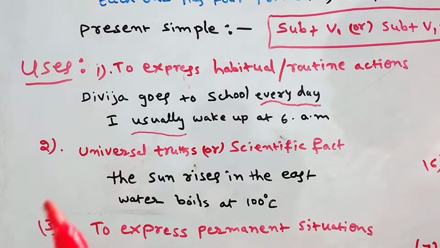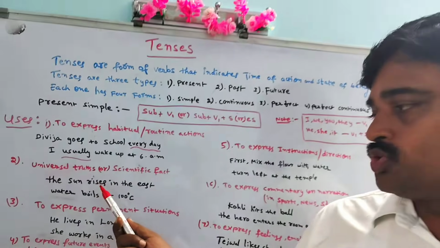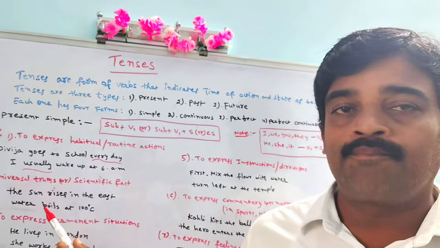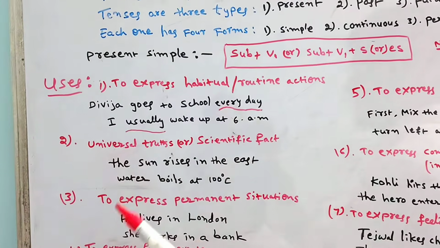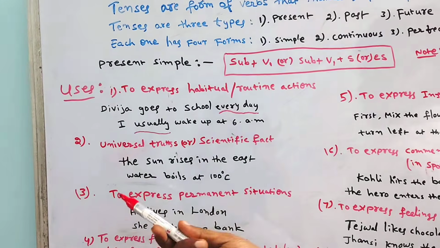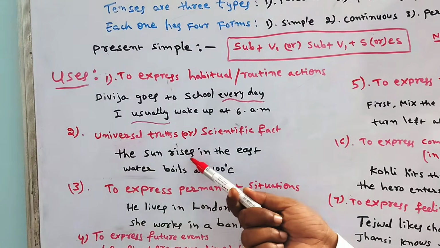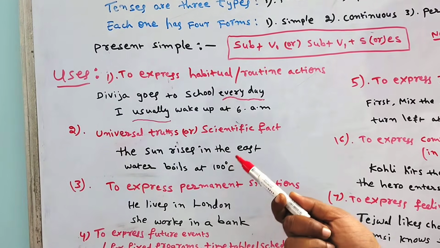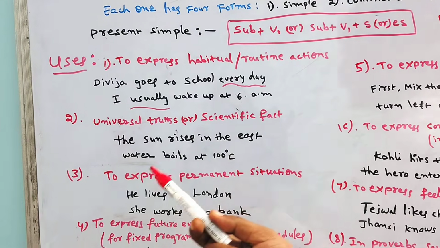And the next one, universal facts, universal truths or scientific truths. Here I have given you the most common example: the sun rises in the east. That is a common example.